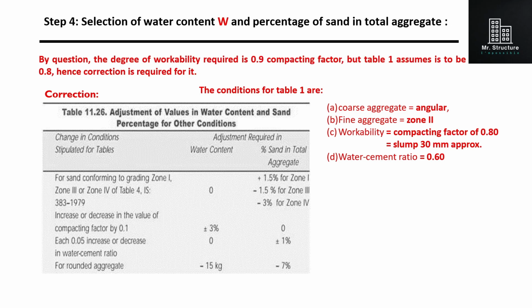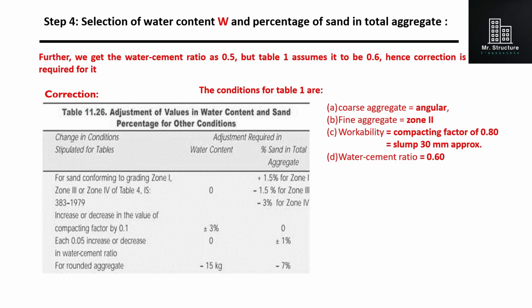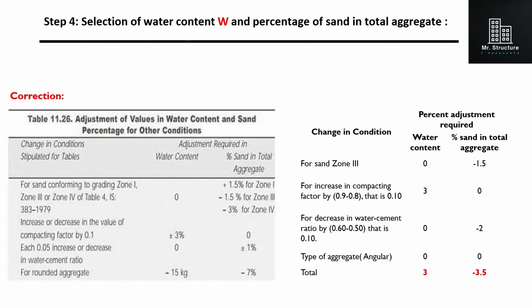Similarly, by question, the degree of workability required is 0.9 compaction factor, but table 1 assumes it to be 0.8, hence correction is required for it too. Further, we get the water cement ratio as 0.5, but table 1 assumes it to be 0.6, hence correction is needed for the water cement ratio as well. Now we write a correction table.